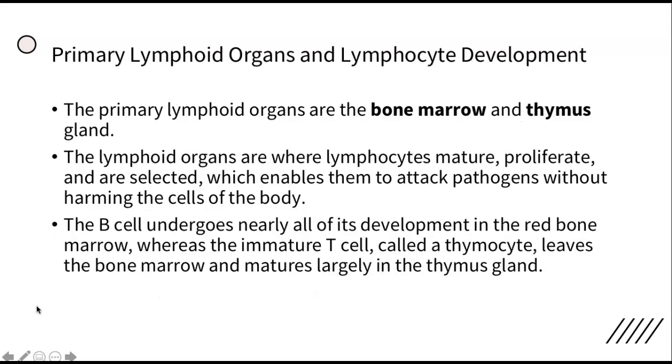Then we talk about the organs. The primary lymphoid organs are the bone marrow and the thymus gland. The lymphoid organs are where the lymphocytes mature, proliferate, and are selected, and that enables them to attack pathogens without harming the cells of the body. And then the B cell undergoes nearly all of its development in the red bone marrow, whereas the immature T cell, which is called the thymocyte, will leave the bone marrow and it'll mature in the thymus gland.